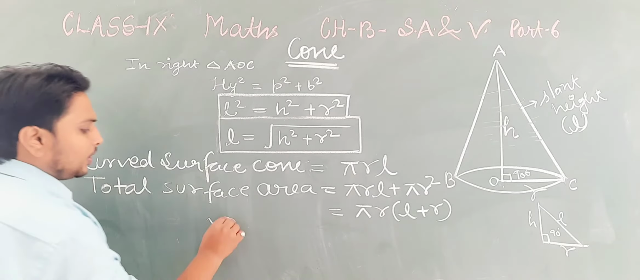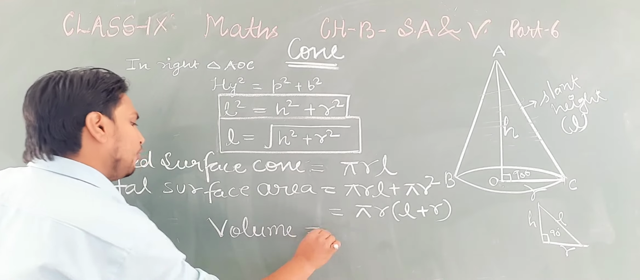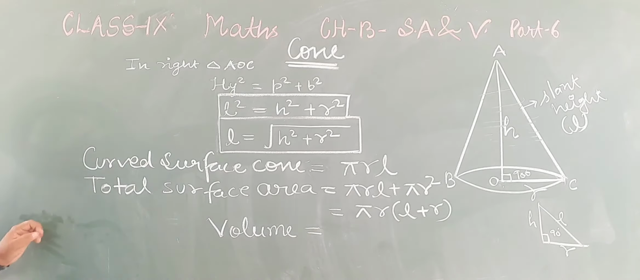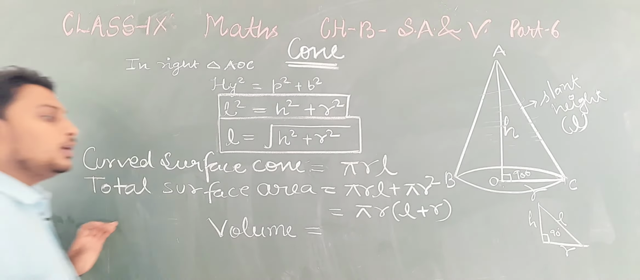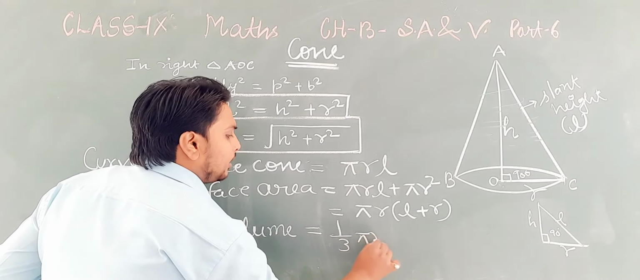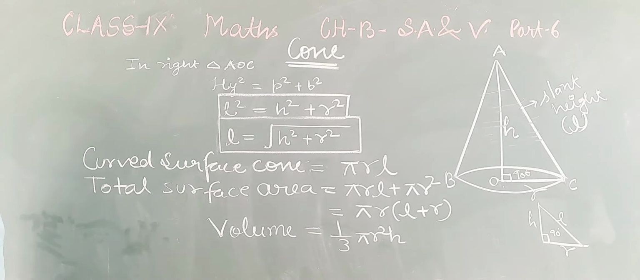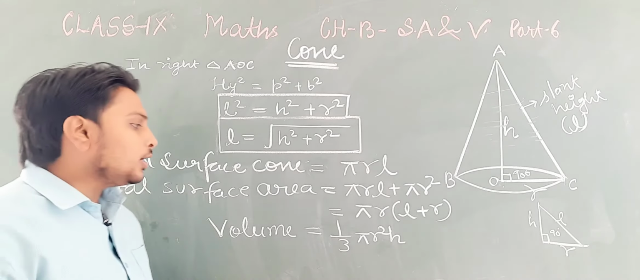Now what will be the volume of cone? Volume of cone. So students, volume of cone is equal to 1 by 3 pi r square h. Volume of cone is what? 1 by 3 pi r square h.